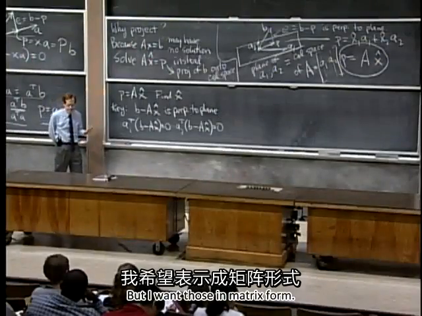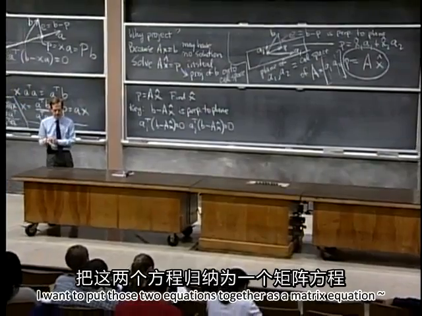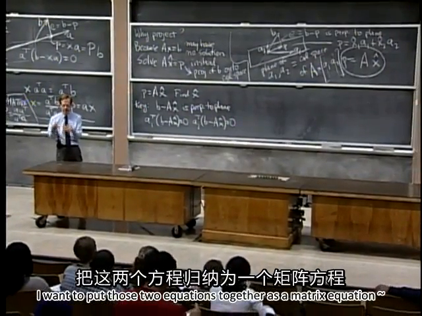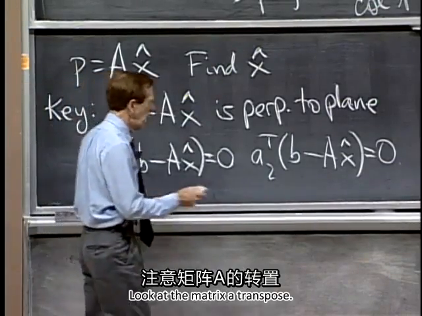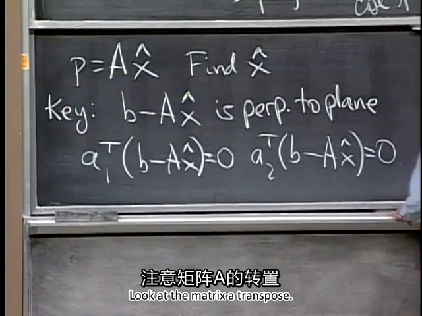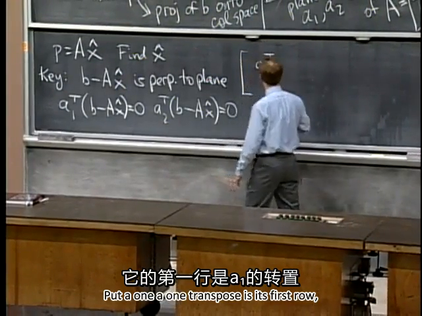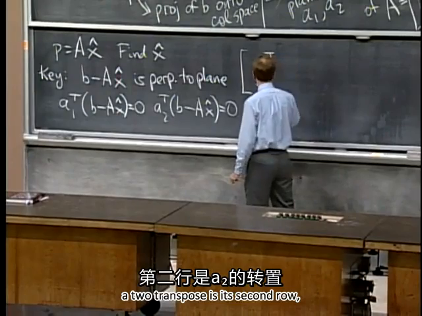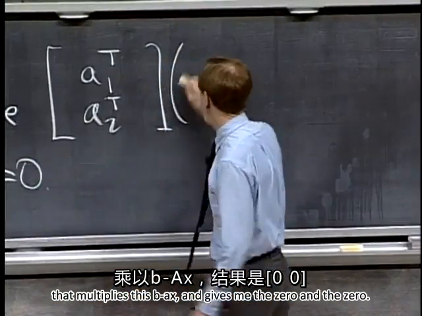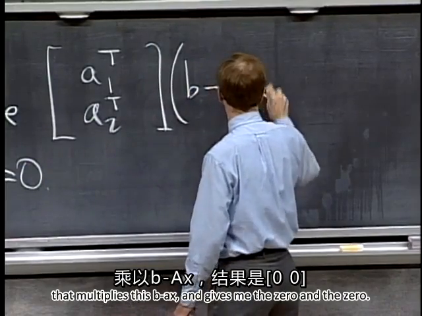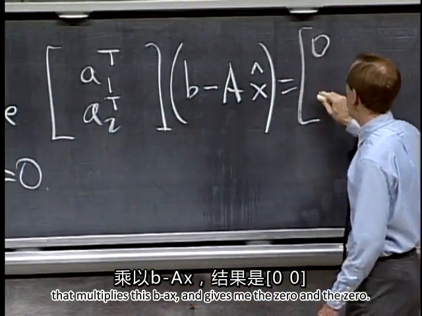Those are my two equations. But I want those in matrix form. I want to put those two equations together as a matrix equation. And it just comes out right. Look at the matrix A transpose. Put A1 transpose as its first row, A2 transpose as its second row. That multiplies this b minus A x hat and gives me the 0 and the 0.